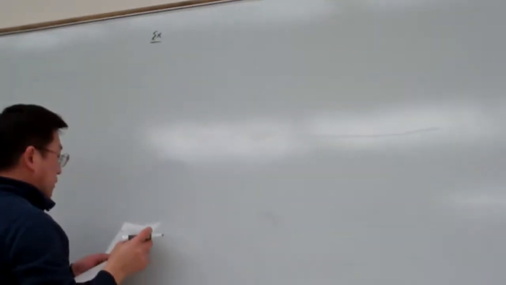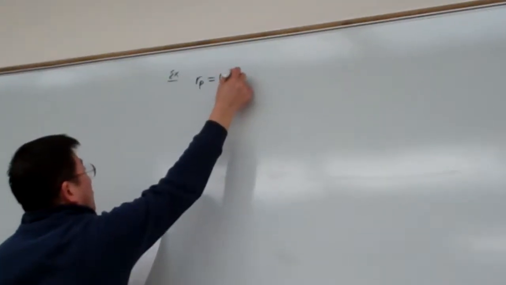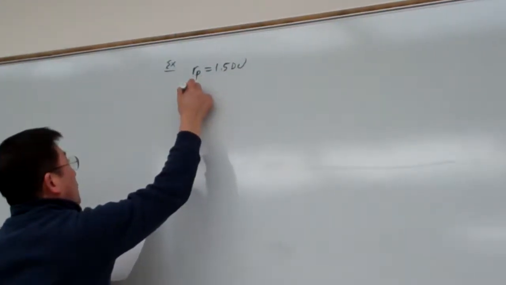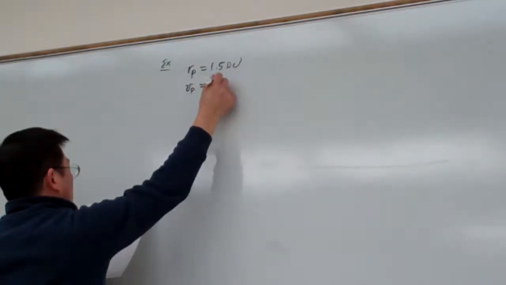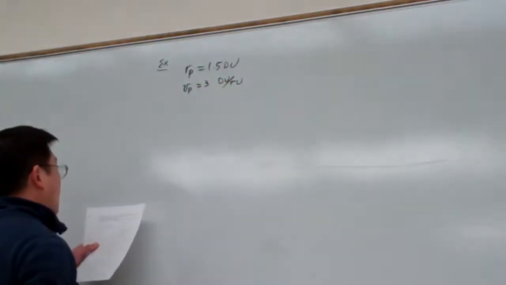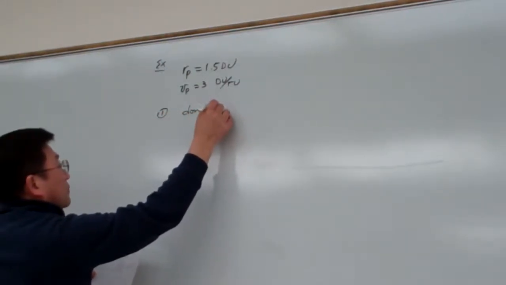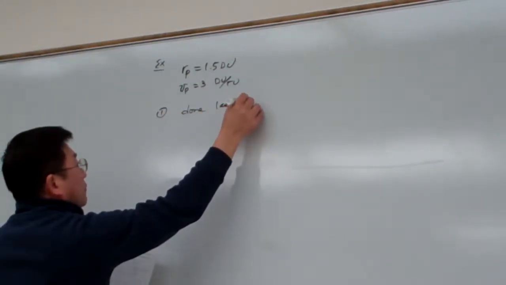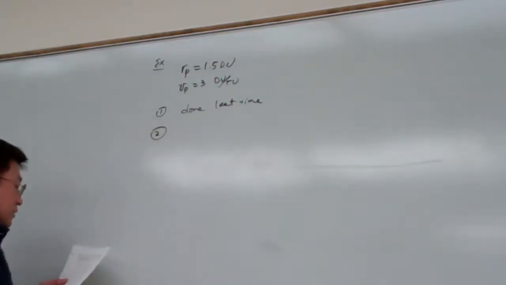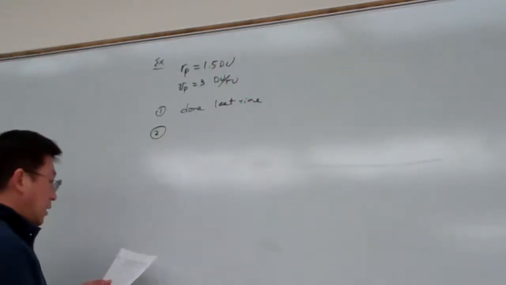And continue from there. So here we have the RP equal to 1.5 DU, and we have VP equal to 3 DU/TU. And then for the first question, we have done that last time. And the second question is this.